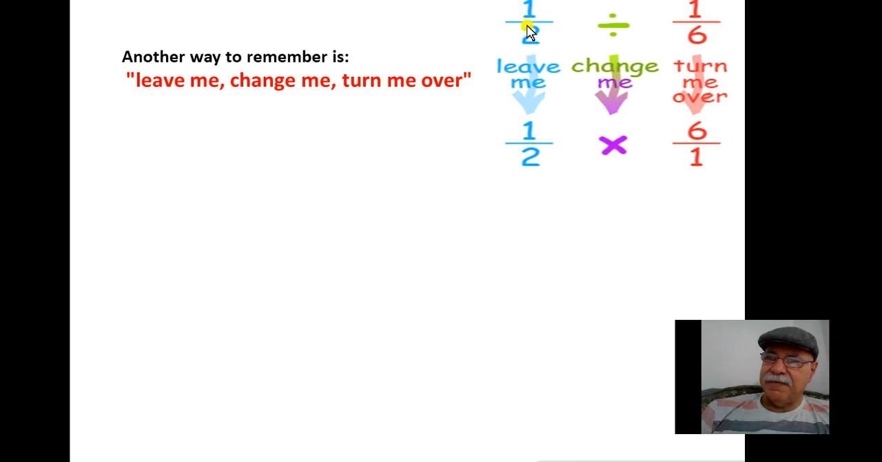Leave me like this, leave me as same, don't change anything. Change me like this, change the divide into multiply. Turn me over, so the denominator becomes the numerator and the numerator becomes the denominator, like this, 6 over 1. So leave me, don't do anything in the first item. Change me, change the symbol for the fraction. Turn me over, turn the second fraction upside down.